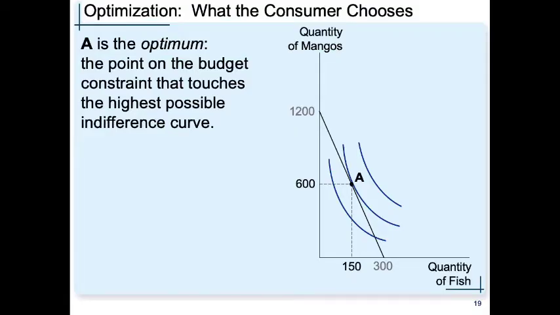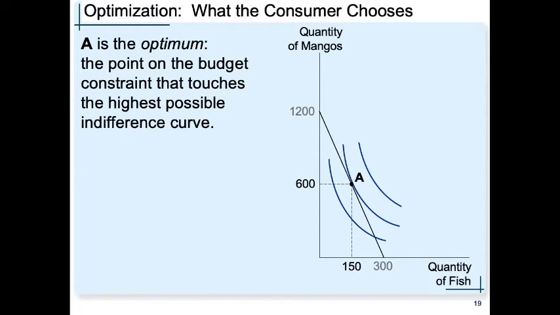All right. So now that we've talked about both the budget constraint and the indifference curves, we'll be combining these two concepts together to figure out what combination of mangoes and fish the consumer actually chooses. If you recall from the previous slides, the slope of the indifference curve was called the marginal rate of substitution. It was how many mangoes you were willing to substitute for an additional fish, while the slope of the budget constraint was the relative price.